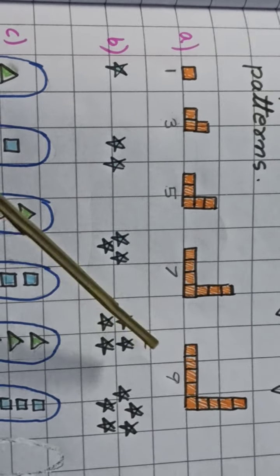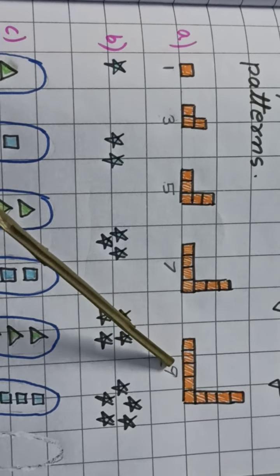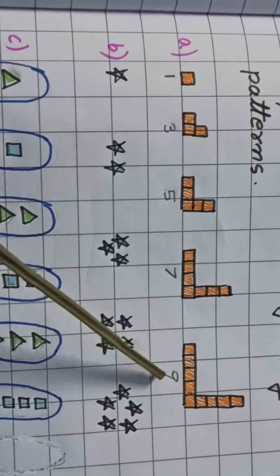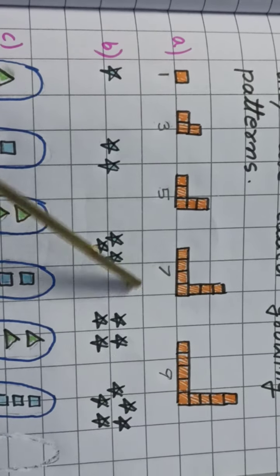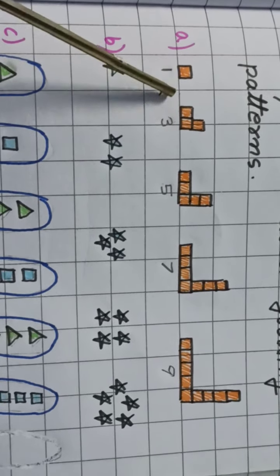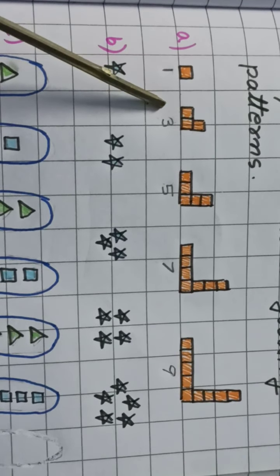Yes, after 2, 9, 10, 11. Here will come 11 blocks. So we can say this is the example of growing pattern.